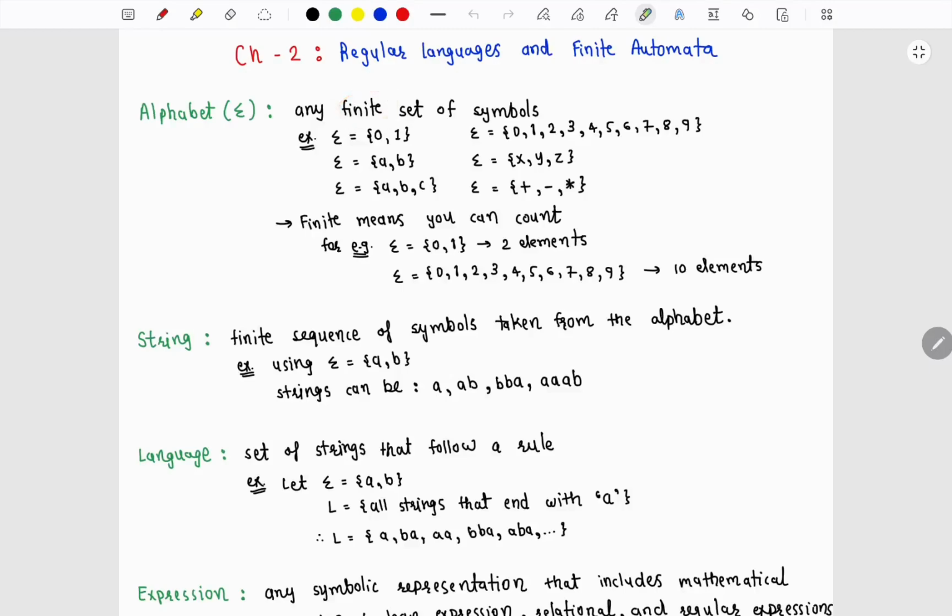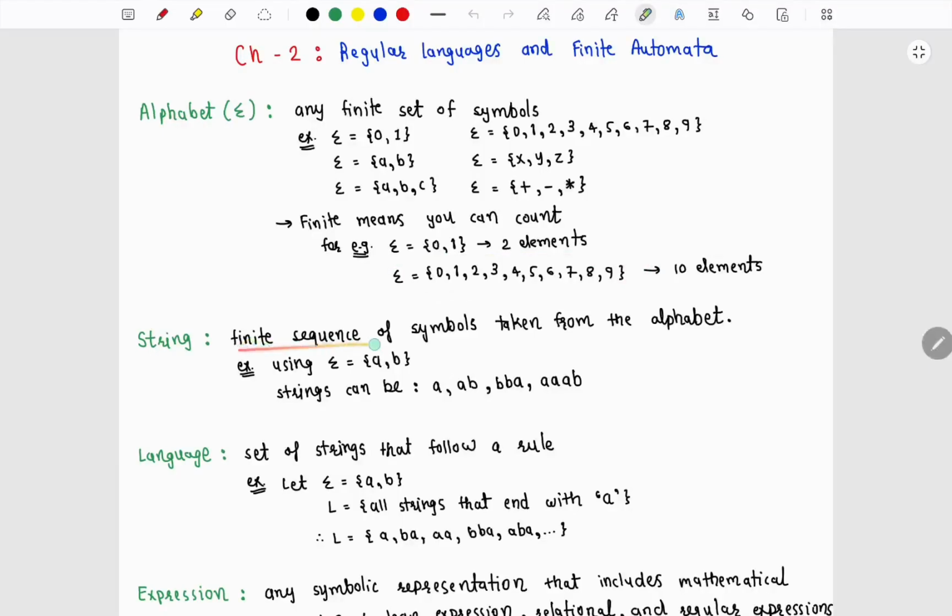Finite means you can count. For example, if alphabet is 0, 1, then we can count that there are two elements 0 and 1. So this is called as alphabet. If we take alphabet as 0, 1, 2, 3, 4, 5, 6, 7 up to 9, then if we count 1, 2, 3, 4, 5, 6, 7, 8, 9, 10, we can count the elements of this alphabet. So this is the finite set of symbols.